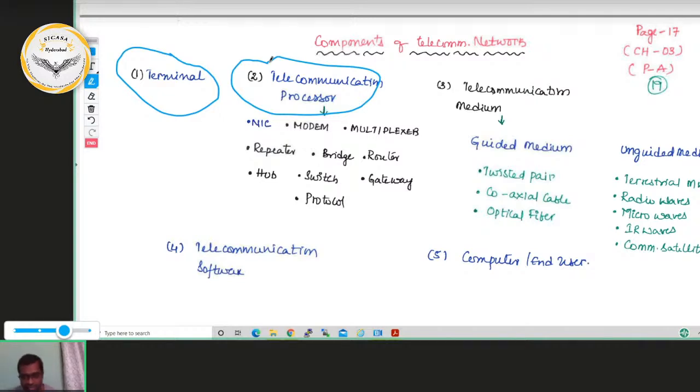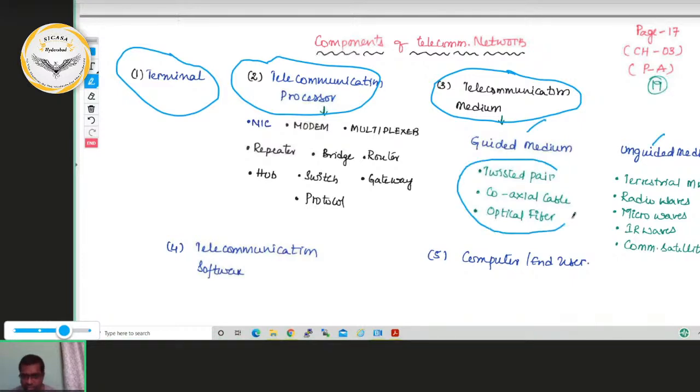Next one we have is telecommunication medium. Now this telecommunication medium is classified into two types. First one is guided medium, second is unguided medium. The guided medium is classified into 3 types, whereas unguided medium is classified into 5 types. Next one we have is telecommunication software, and last one is computer, or it is also called end user. So how many components of telecommunication networks do we have? We have 5 components.